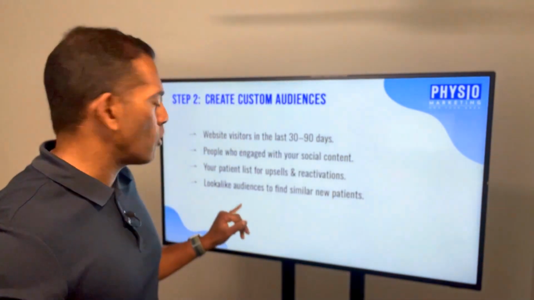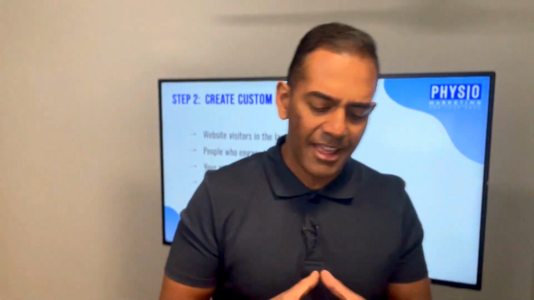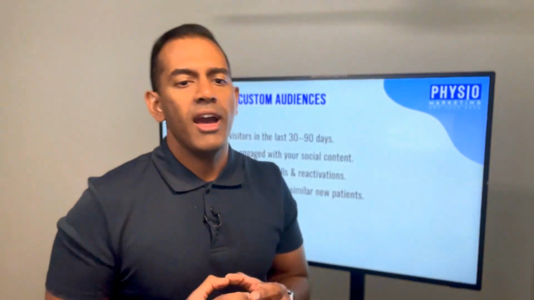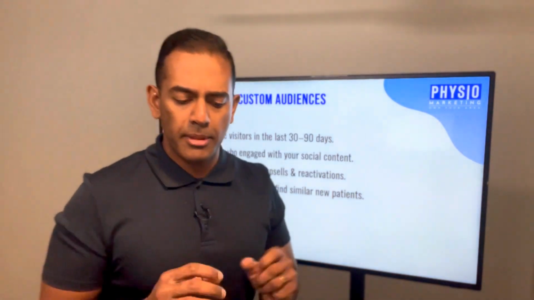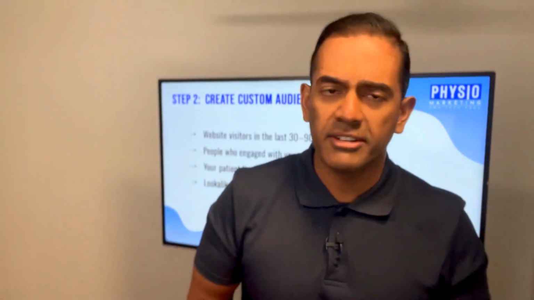But here's one of the most powerful things you can do after you've created these custom audiences. You can create what we call a lookalike audience. Once again, you can do this in Facebook. What a lookalike audience is, let's just say you have a patient list. Let's say you have 1,000 patients to start off with, and you can create a lookalike audience from your existing 1,000 patient list.